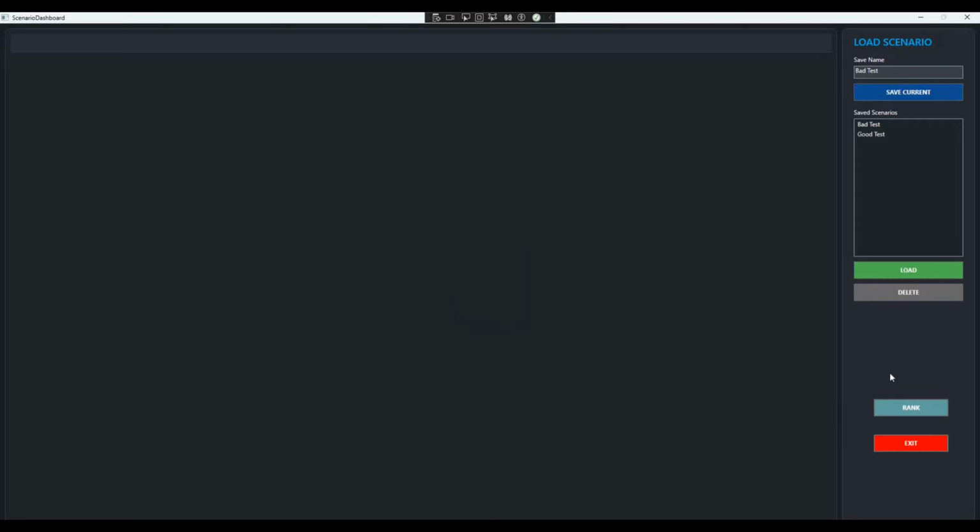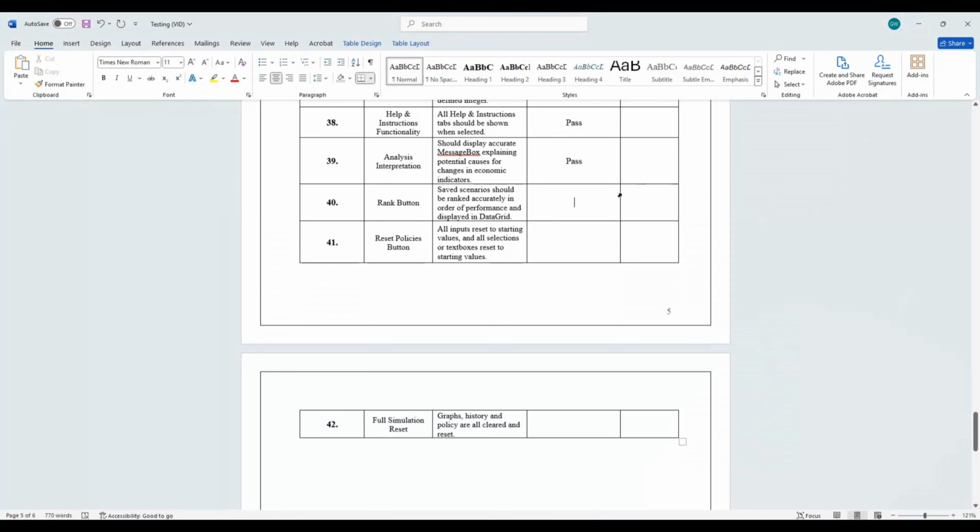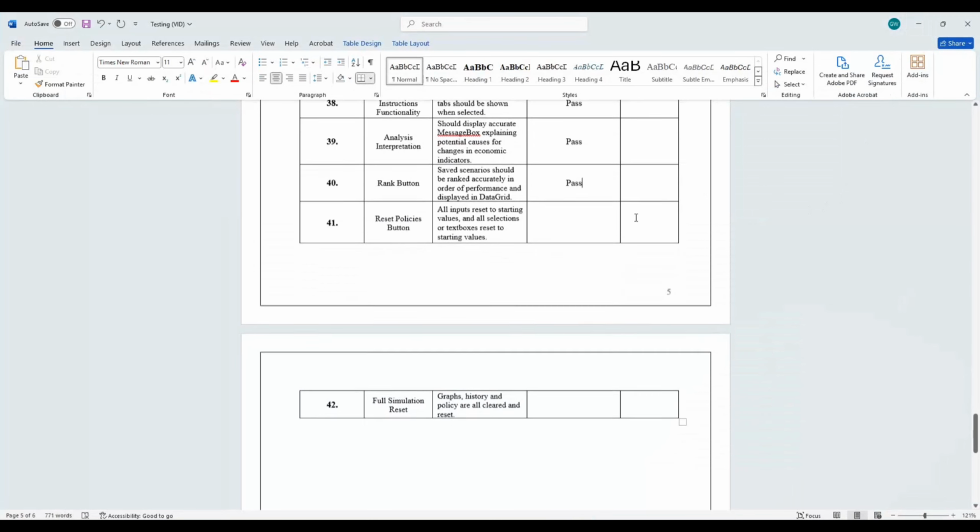So now when I rank these, good test should rank above bad test within the grid. As you can see, you have good test, bad test, higher average GDP growth, highest, lowest score, which indicates higher positioning. And of course, I could save 10, 15 multiple tests and then rank them, and it would rank in order, but for the sake of this video, we're on testing too. So for that reason, pass.